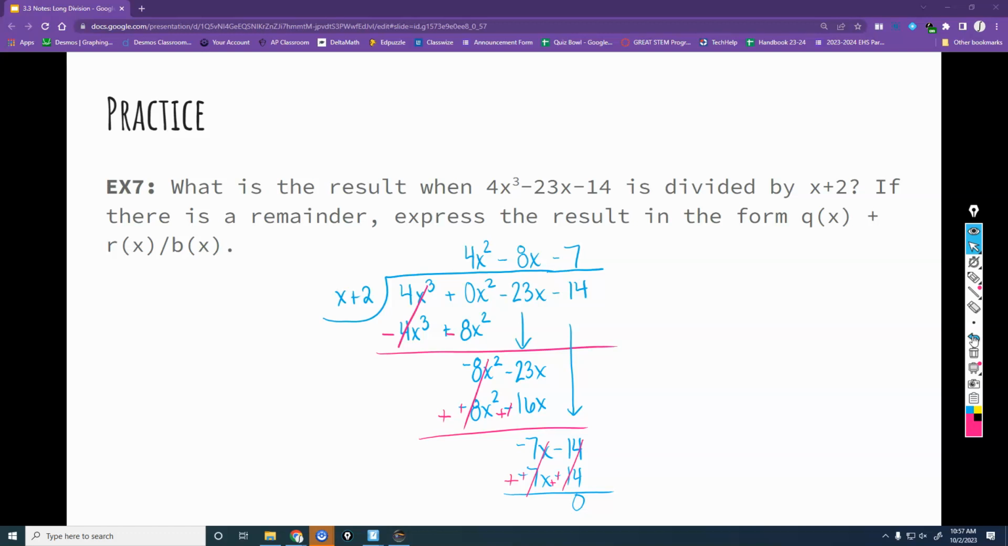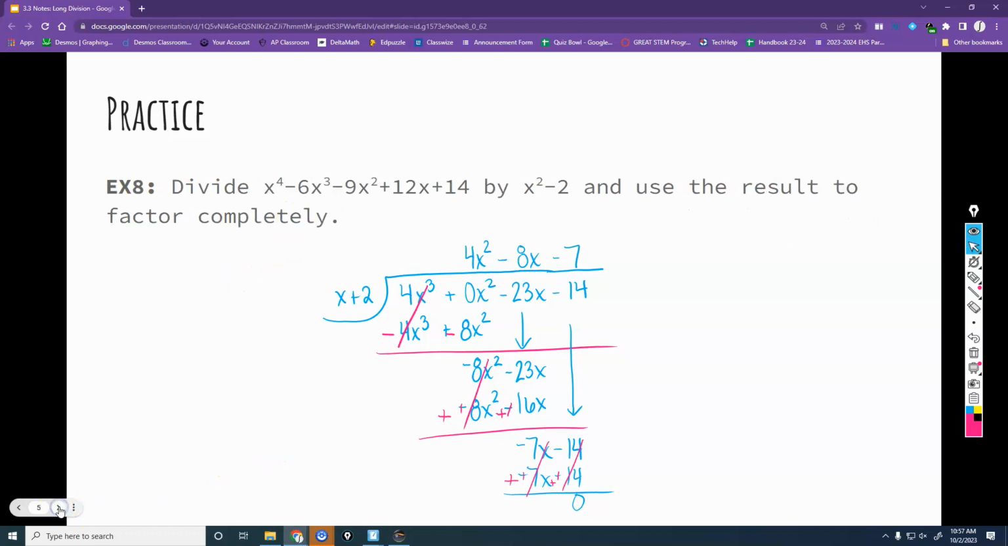Alright, so, for the sake of time, we are not going to do the next example, because it's even worse, and we need to get to doing these next problems. The next one is even worse because there is an x squared instead of an x. We're going to skip that for right now.